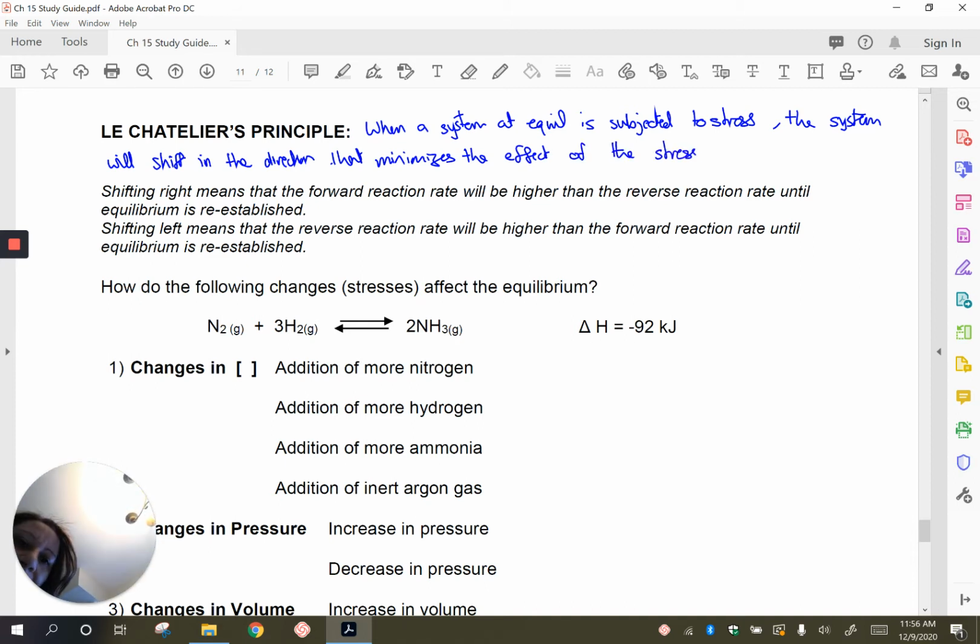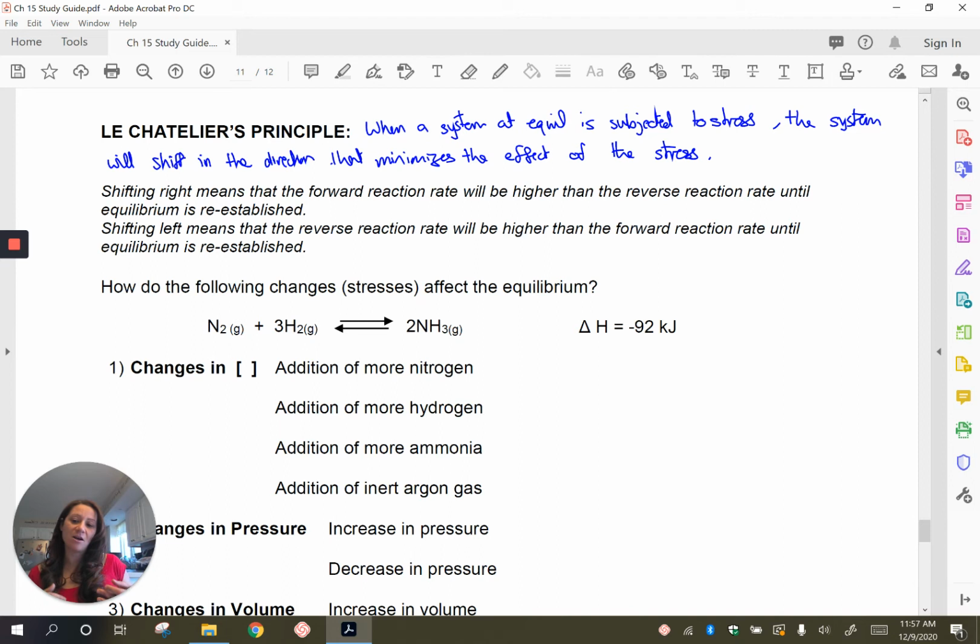So what does that mean? If your system is already at equilibrium, so the forward rate and the reverse rate are equal to each other, and then you stress the system. A stress could be a change in concentration, a change in temperature, a change in volume. So you're changing the conditions, and your system is no longer at equilibrium, meaning the forward rate is not equal to the reverse rate anymore because you've stressed it. You've added too much heat, you've added too many reactants, something like that. So what will happen is the system will shift to the side that minimizes the effect of that stress.